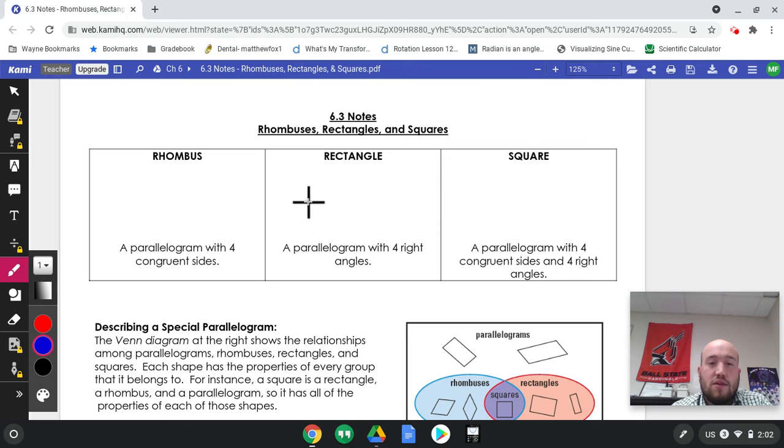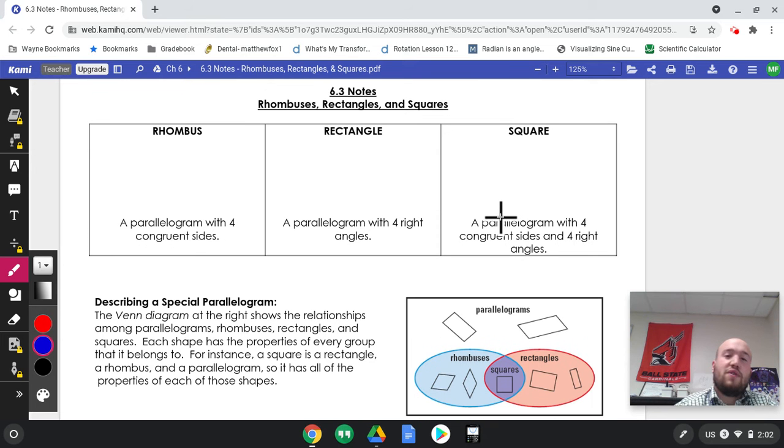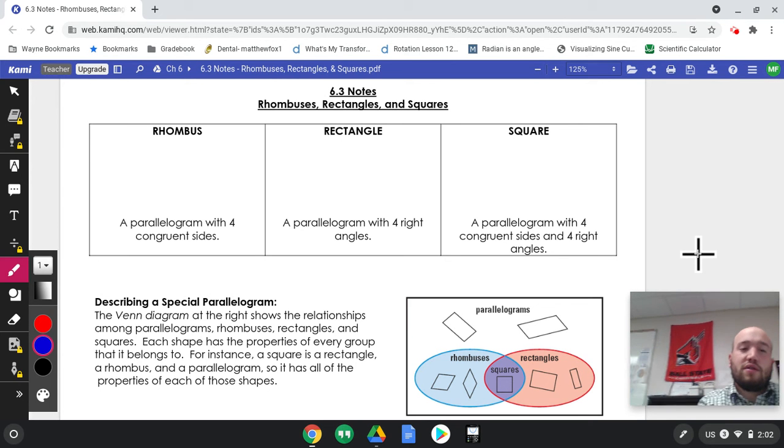to 180. So today we're talking about three different types of parallelograms. And some of these you've probably heard of, but the first one, I'm not sure if you've heard of it or not, but it's a rhombus. And a rhombus is when we have a parallelogram that has four congruent sides.